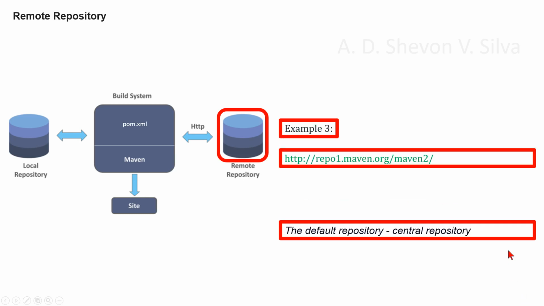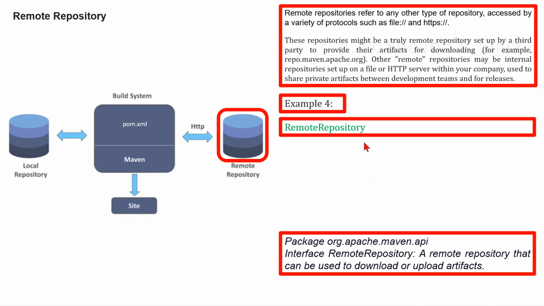As example 3, we can consider this one: http://repo1.maven.org/maven2/. This is the default repository for the central repository. If the site is not available, finally it can be redirected to http://search.maven.org. Now we are considering the interface RemoteRepository in package org.apache.maven.api, a remote repository that can be used to download or upload artifacts.